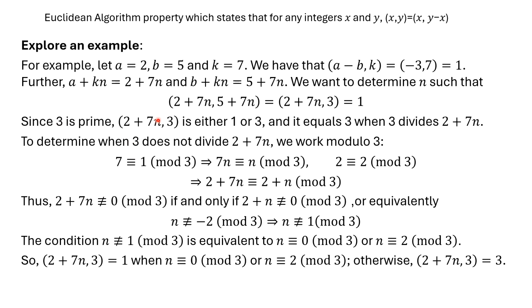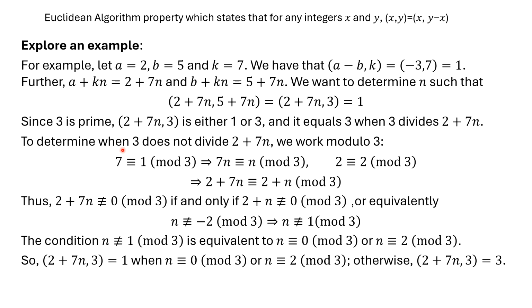Since 3 is prime, the GCD of these two numbers is either 1 or 3. And it equals 3 when 3 divides 2 plus 7n. And when 3 does not divide 2 plus 7n, it equals 1. So let's try to figure out the case where 3 does not divide 2 plus 7n, for what values of n. And that'll tell us when the GCD is 1. And then the other case, of course, would be when the GCD is 3.